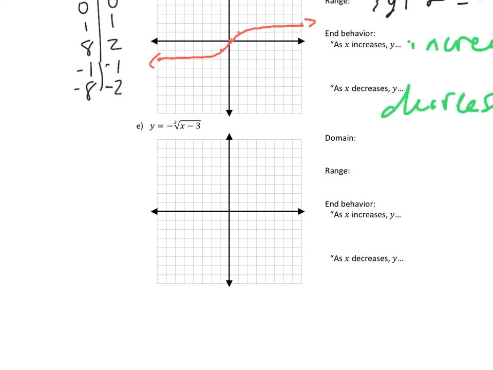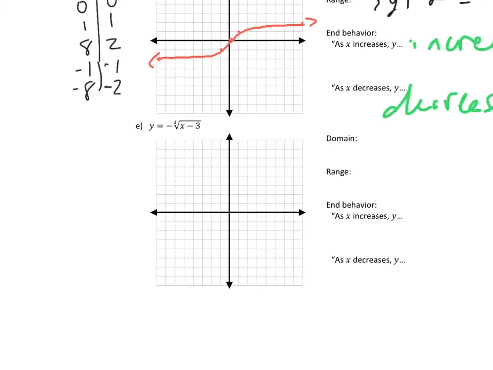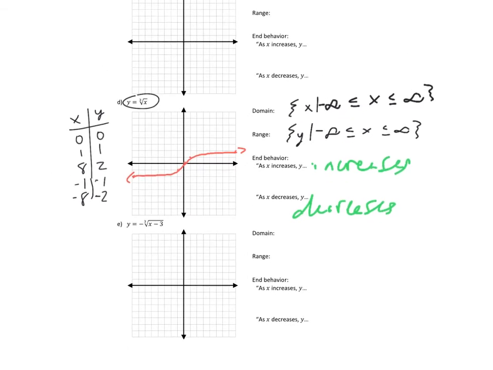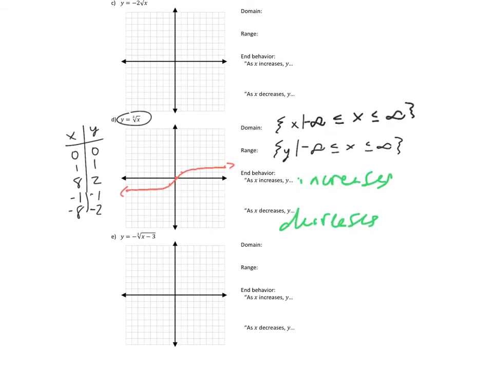Alright, letter E, I'd like you to try on your own. It is very similar to D. The only change is that you have a negative out front and you have more happening within the radicand. Again, you can account for all of that. Don't get frustrated. If you start with the table of values, you will do much better. Even if it takes you a few minutes, that's okay.